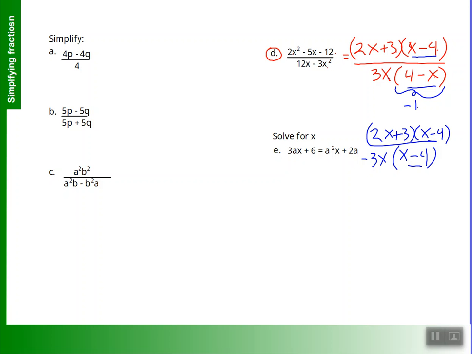What is x minus 4 divided by x minus 4? 1. Anything divided by itself is 1.